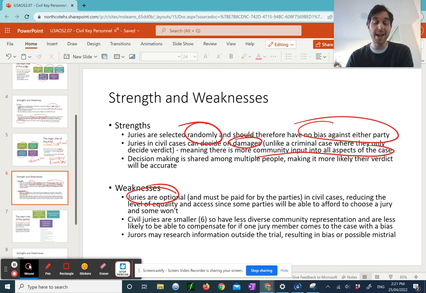So you often won't have a jury in a civil case. And when you do have a jury, it has to be paid for by the parties. And so some parties are not going to be able to afford that. Civil juries are also smaller, which means that if there is a jury member that happens to have a bias coming into it, there's less other jury members there to potentially balance out that bias. So there's more potential for bias to impact their decisions.